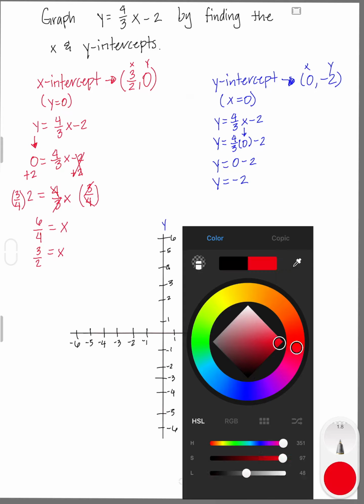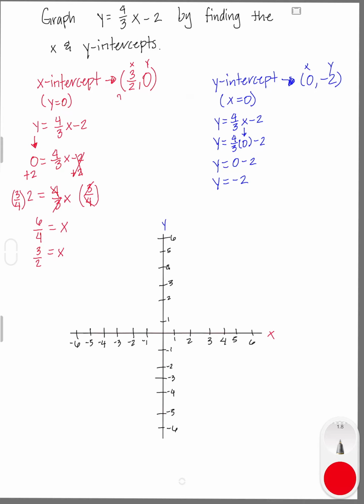So the first point that I'm going to look at is my x-intercept, which is 3 over 2, 0. Now 3 over 2 is 1.5, so I'm going to go to 1.5 on the x-axis. And it's going to be right here. Now I know that I don't have to move up or down because this is my x-intercept. That means that this is where the line crosses the x-axis, so it has to be on that line.